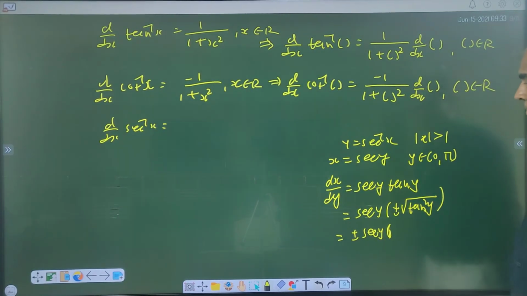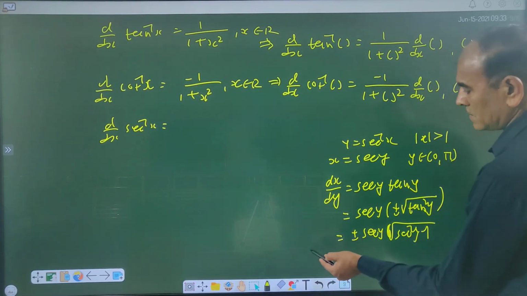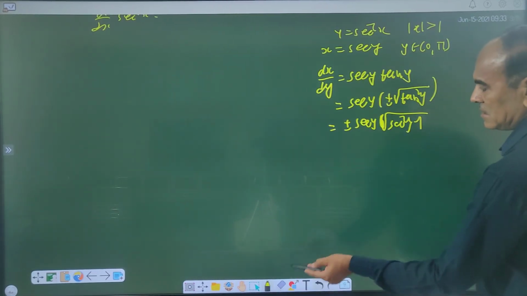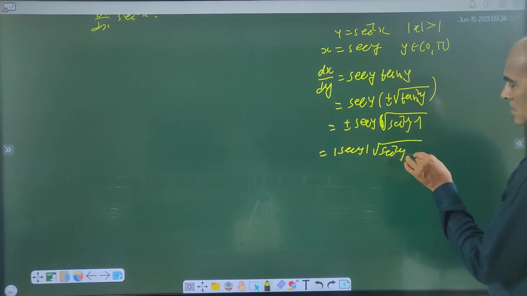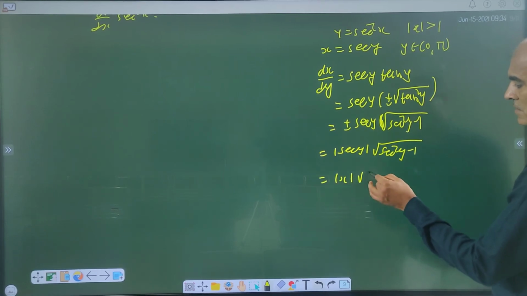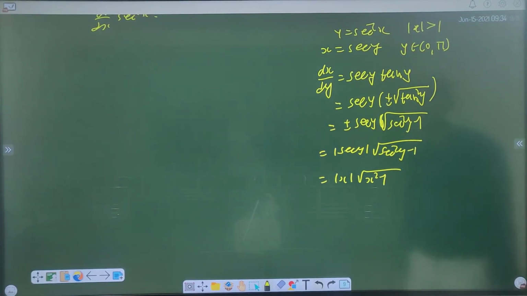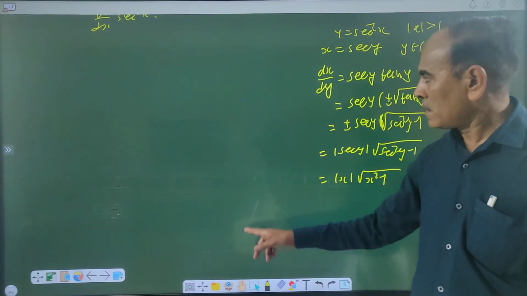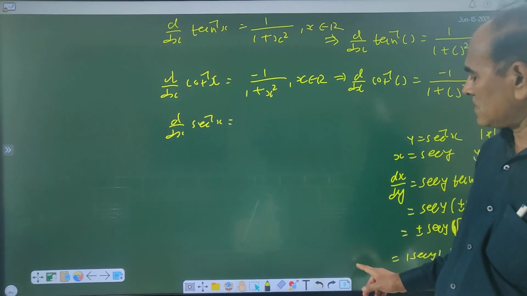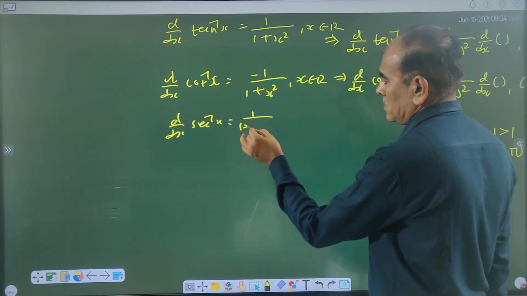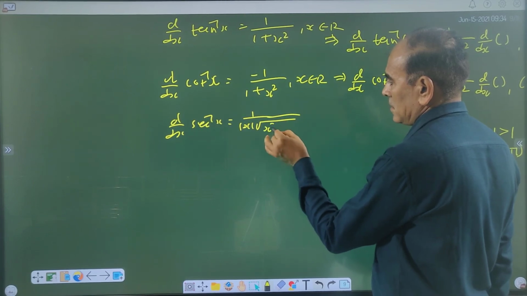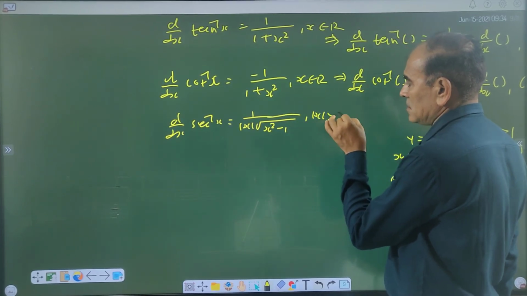under root sec square y minus 1, and plus or minus is there. Can I write mod sec y under root sec square y minus 1? That is mod x under root x square minus 1. So, what is d by dx of sec inverse x? That is equal to 1 upon mod x under root x square minus 1, mod x greater than 1.